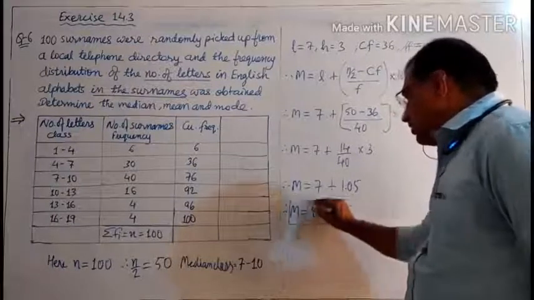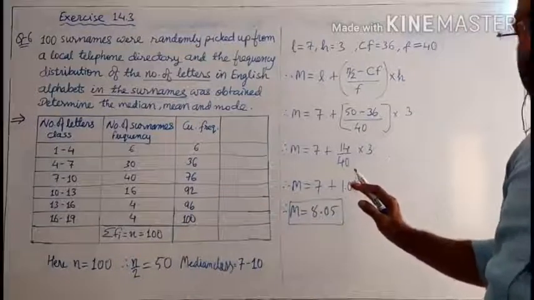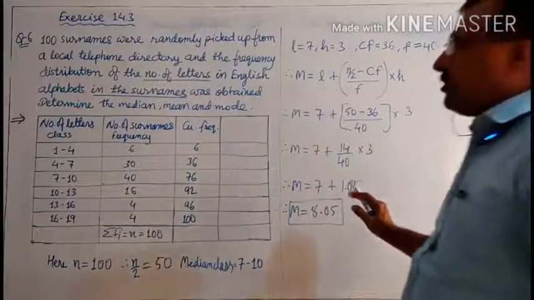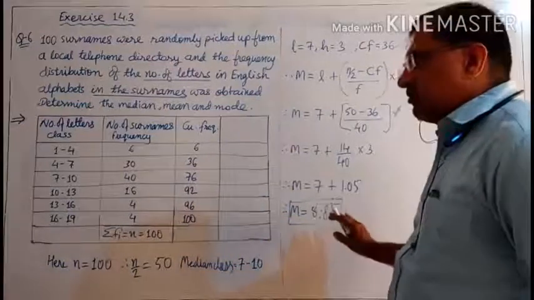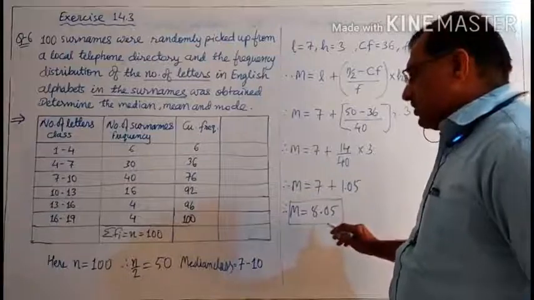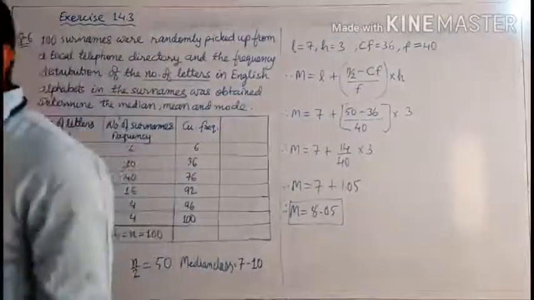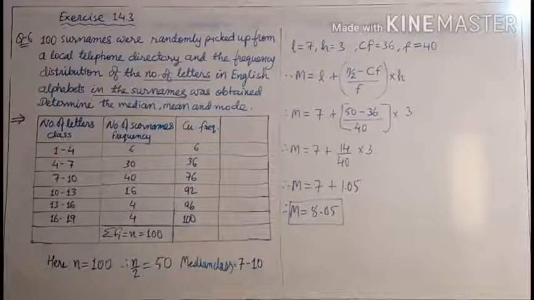So here 8.05 is the median of the number of letters in the surname. Here we have calculated the median for the number of letters in the surname. So the median is 8.05, that means 50% of the surnames have fewer letters than this, and 50% have more than this. So that is the median.